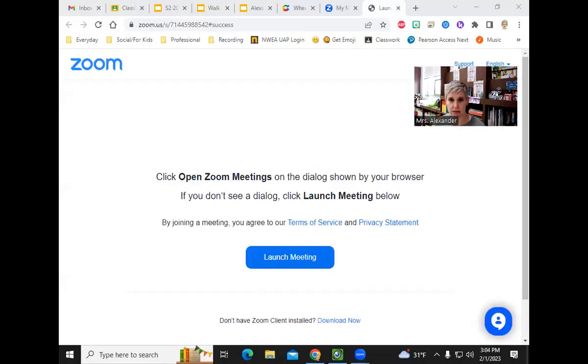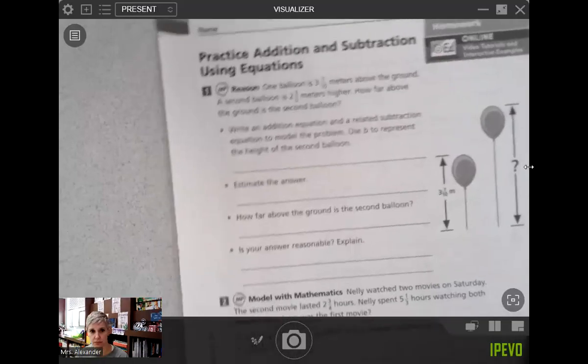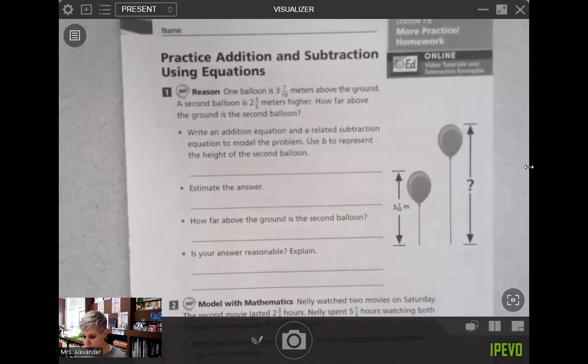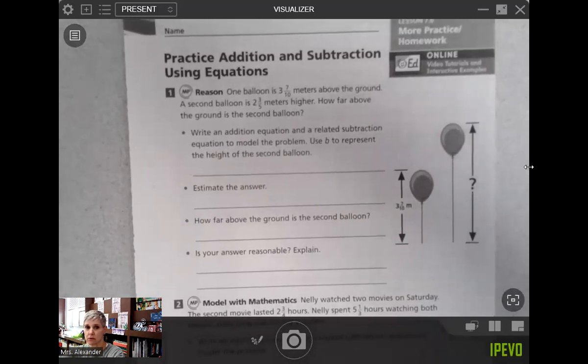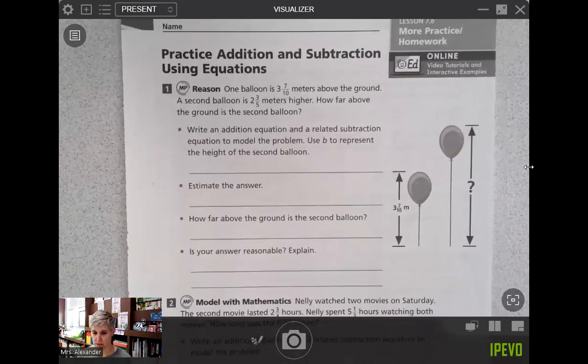And there it is. Let's see what we can do. Our first problem says one balloon is 3 7/10 meters above the ground. A second balloon is 2 3/5 meters higher. How far above the ground is the second balloon? So we have a little picture here to help us.